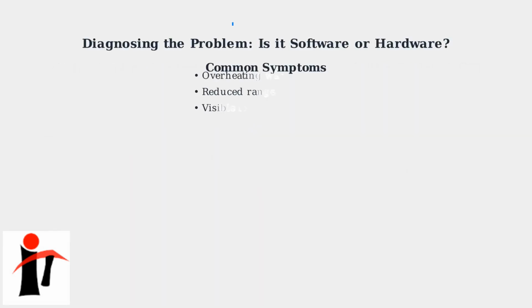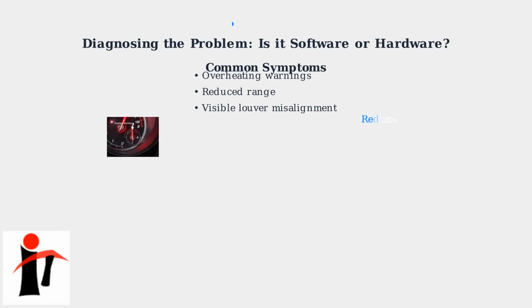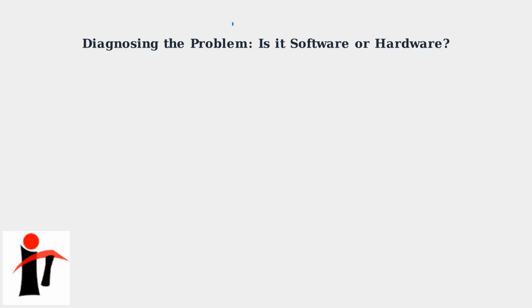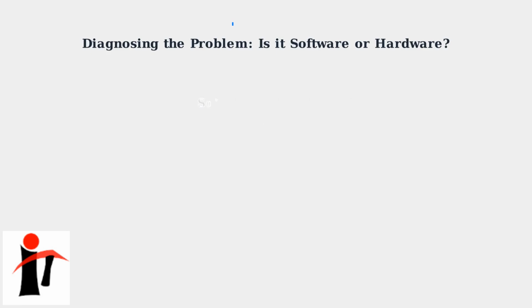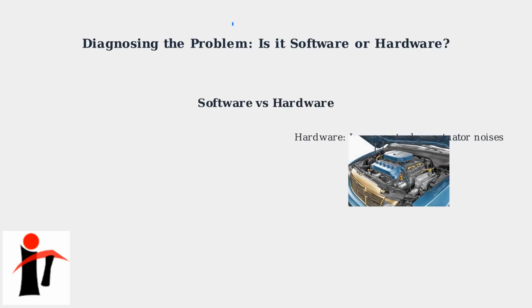The first step is determining if the issue is software-related or a hardware malfunction. Common symptoms include overheating warnings, reduced range, or visible louver misalignment. Use the Tesla app for diagnostic scans. Software glitches are often resolved with over-the-air updates. If the louvers are physically stuck or the actuator motor is making unusual noises, it's likely a hardware problem.